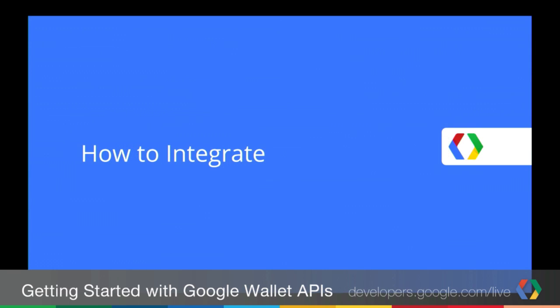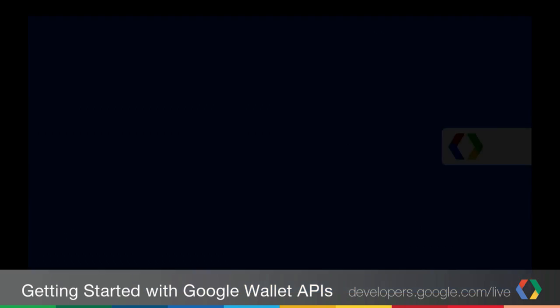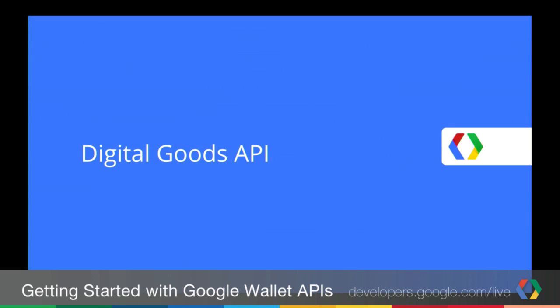Now let's have a look at how we integrate the Digital Goods API and the Instant Buy API. And let's start with the Digital Goods API, the simpler of the two.